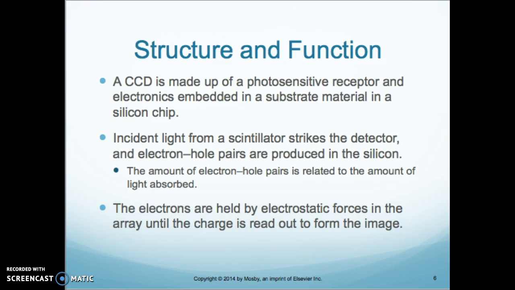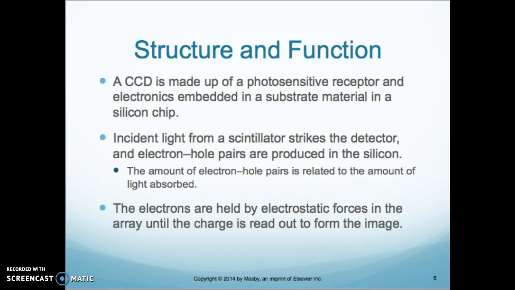A CCD is made up of photosensitive receptors and electronics embedded in a substrate material in a silicon chip. I'll show you pictures of it here soon. Incident light from a scintillator strikes the detector, and electron-hole pairs are produced in the silicon. Now, a lot of this you'll be able to understand once you watch the ASRT video. This should help you understand what I'm talking about.